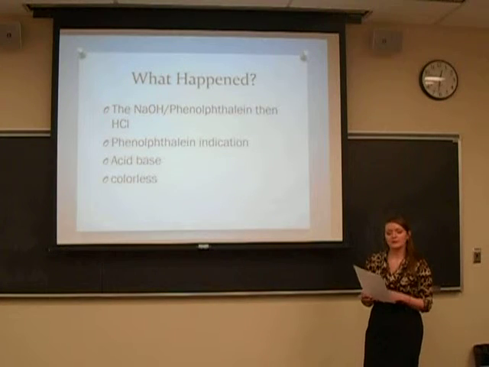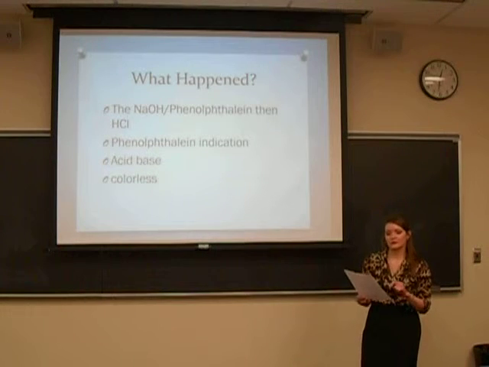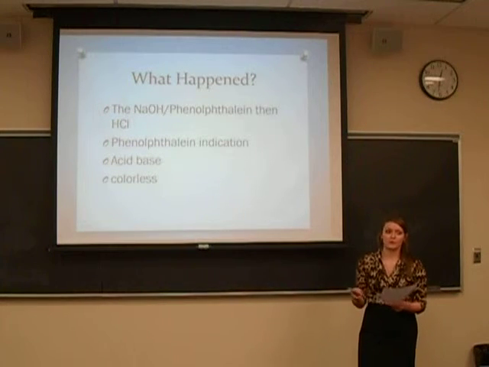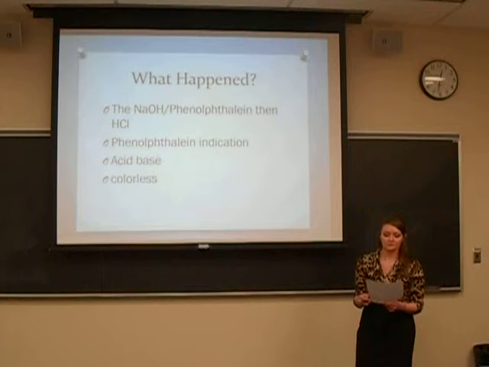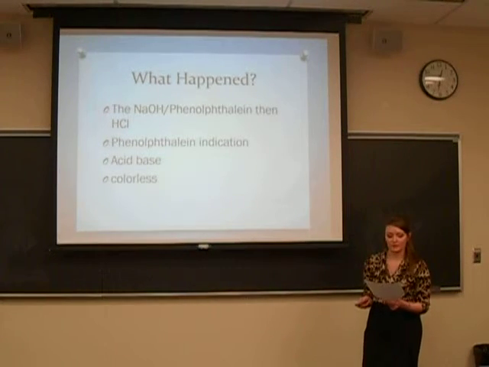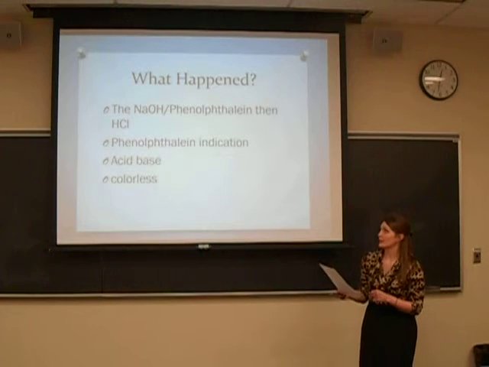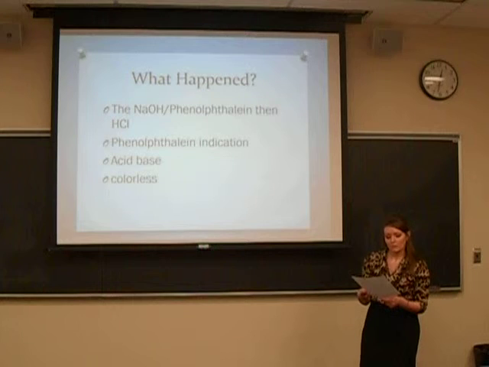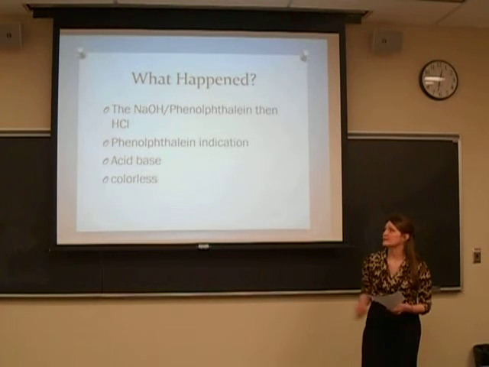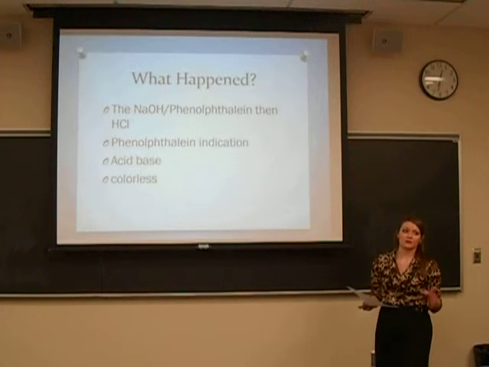So what we did, we put the sodium hydroxide into a beaker, then we added a couple drops of the phenolphthalein, and then we slowly poured in the hydrochloric acid. Both the sodium hydroxide and the hydrochloric acid were clear to begin with, but as soon as the hydrochloric acid entered the beaker, it turned a little bit of pink. It turned pink because it indicated that there was the acid base present, but once that settled, it was colorless.